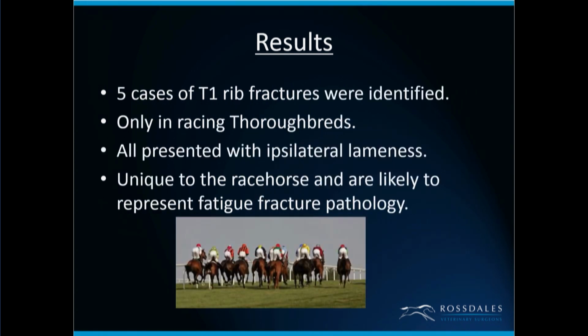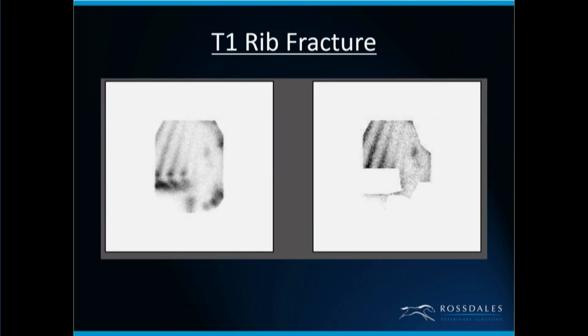Interestingly, from this case series, 5 cases of T1 fractures were identified, and these were only identified in racing thoroughbreds. All of these presented with an ipsilateral lameness, and this condition was unique to the racehorse and likely to represent a fatigue fracture pathology. This is one of the bone scan images from one of these racehorses. We can see there's some mild uptake on the first rib, and when we mask out the costochondral junction, you can see quite a nice uptake on this rib here. I think this horse was treated conservatively.